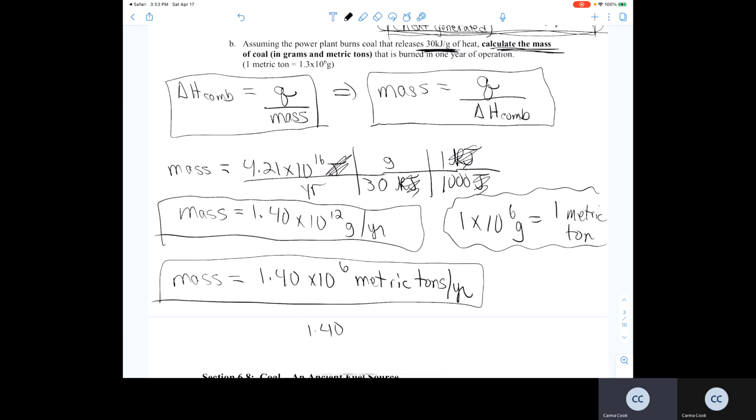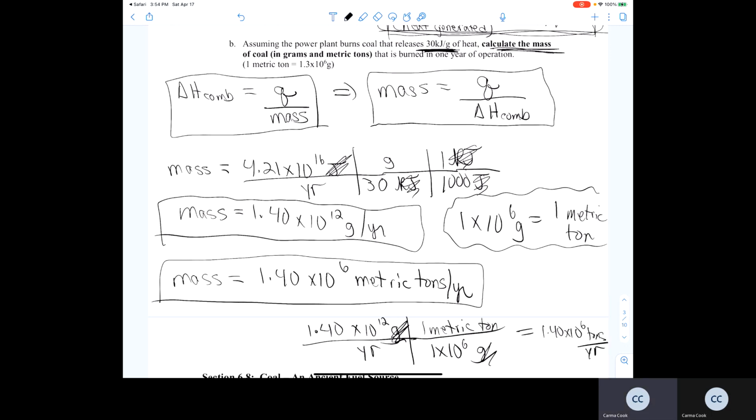All you do is take your 1.40 times 10 to the 12th grams per year and convert it to metric tons using the conversion factor written above. The grams cancel, and you get 1.40 times 10 to the 6th metric tons per year.